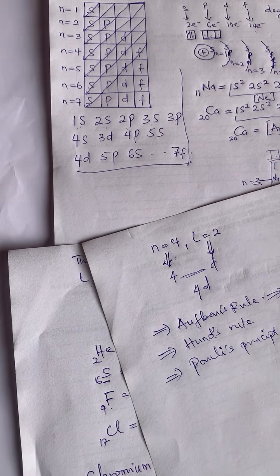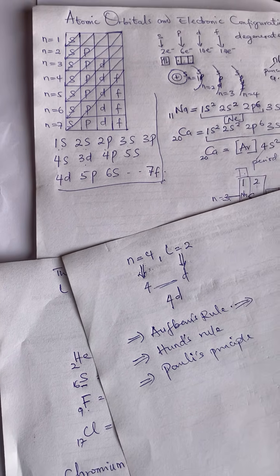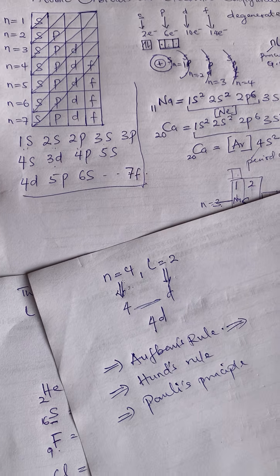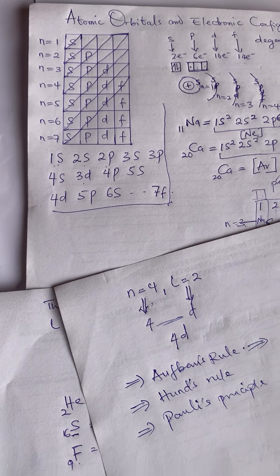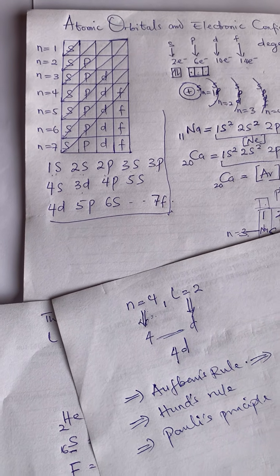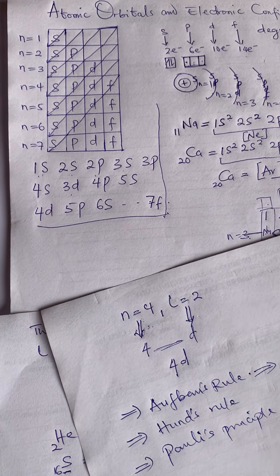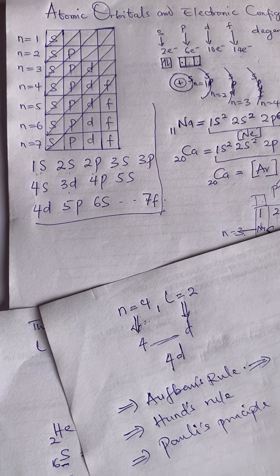Then Hund is saying, if we have orbitals of equal energy, that is orbitals that are degenerate, then in placing electrons within the orbitals, electrons must enter orbitals singly first.